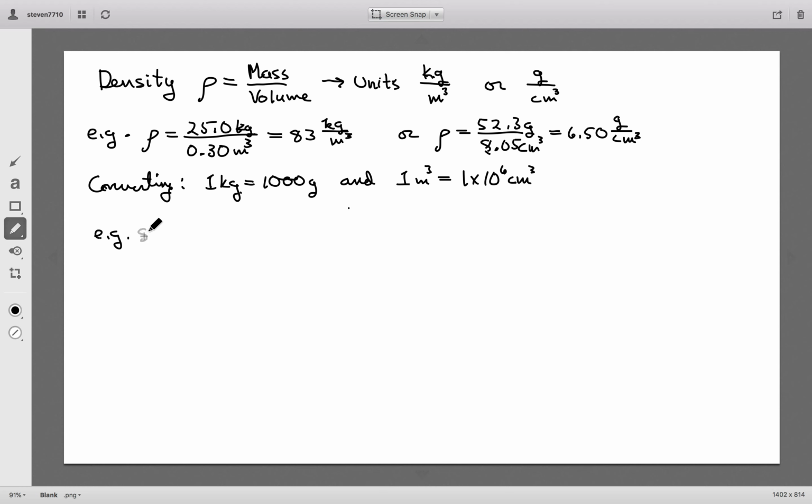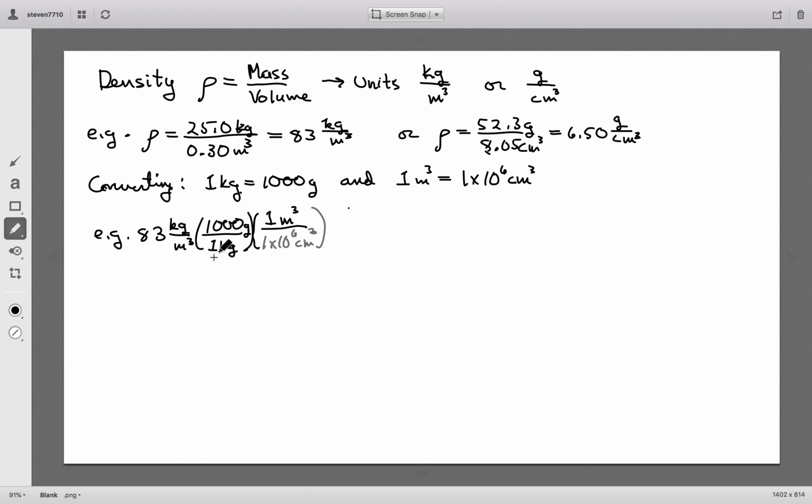So let's convert our 83 kilograms per cubic meter into grams per cubic centimeter. So I take my original number, I multiply it by a conversion factor. I'm first going to convert the kilograms to grams. So if I have kilograms in the numerator, I want them in the denominator of my conversion factor. So 1 kilogram equals 1,000 grams. There's one conversion factor. The other one is going to convert cubic meters to cubic centimeters, because cubic meters in the denominator here, we want it in the numerator for cancellation purposes. 1 meter cubed is 1 times 10 to the 6th centimeter cube.